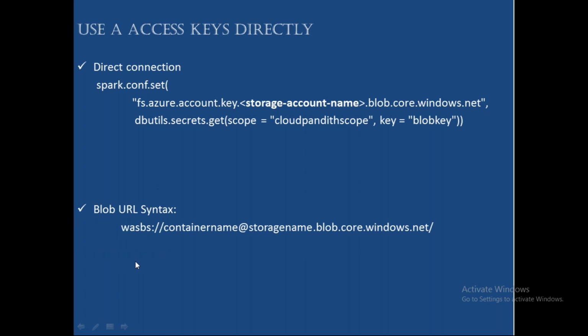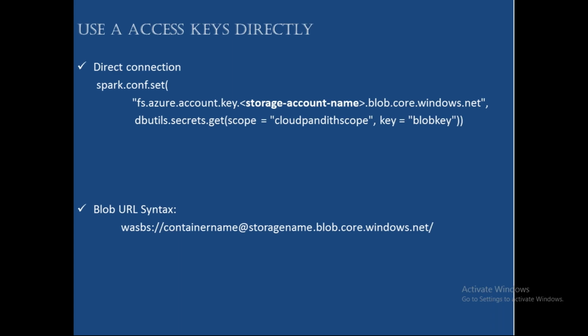So this is the structure: //container name @storage name .blob.core.windows.net. This is the structure you need to use to connect to the blob storage. This is the direct way, where you are directly accessing your blob storage. The disadvantage with this is... there is no advantage. There is a disadvantage with this.